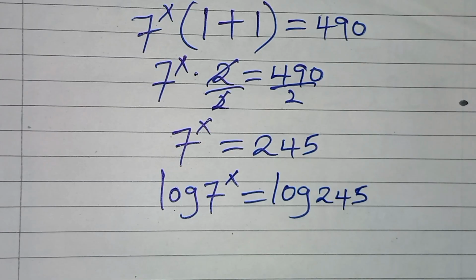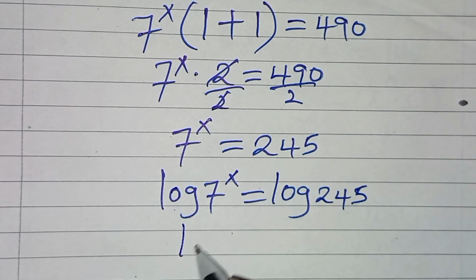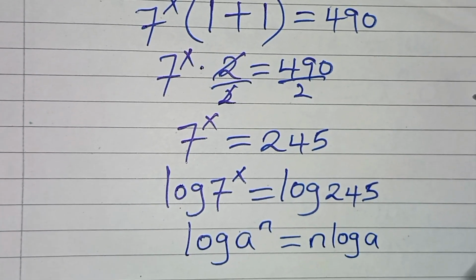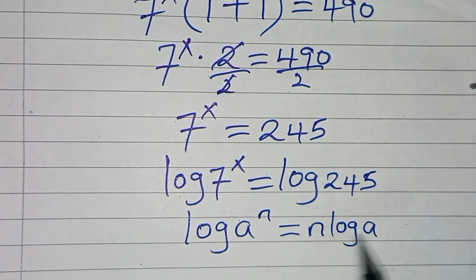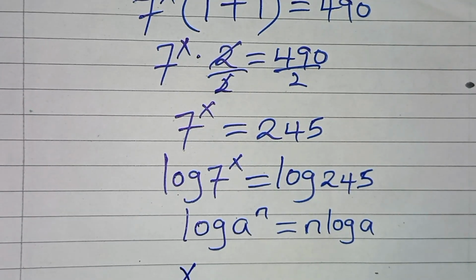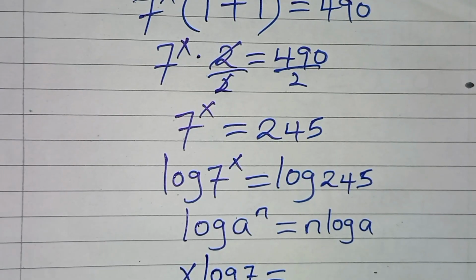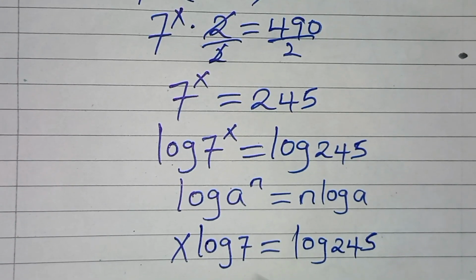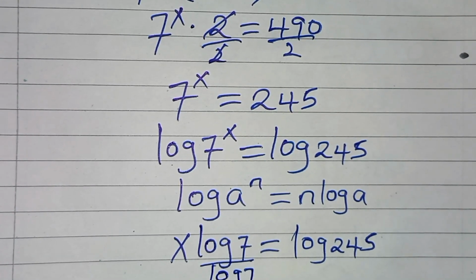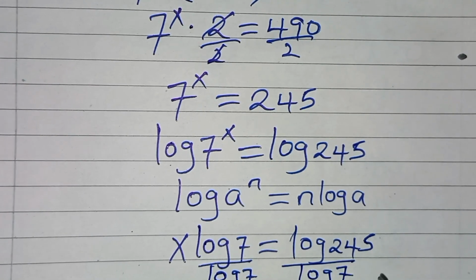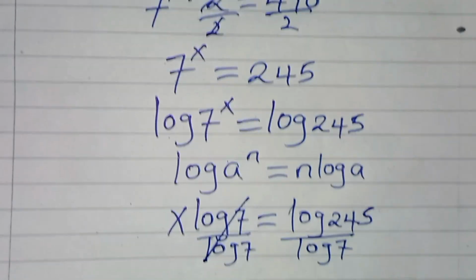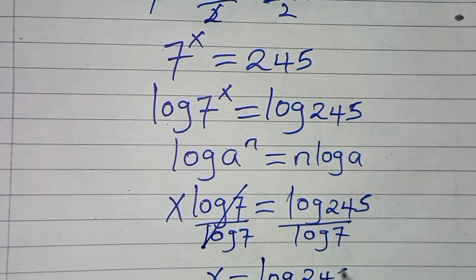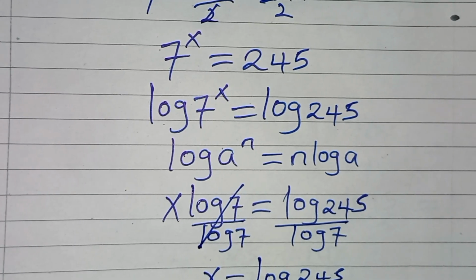Now you find that log 7 to power x is in the form of log a to power n, which we can express as n log a. So applying this power rule property of logarithm, we'll have log 7 to power x as x log 7. This is equal to log 245. Now, let's divide both sides by log 7. Let's simplify here, so that now the value of x is equal to log 245 divided by log 7.